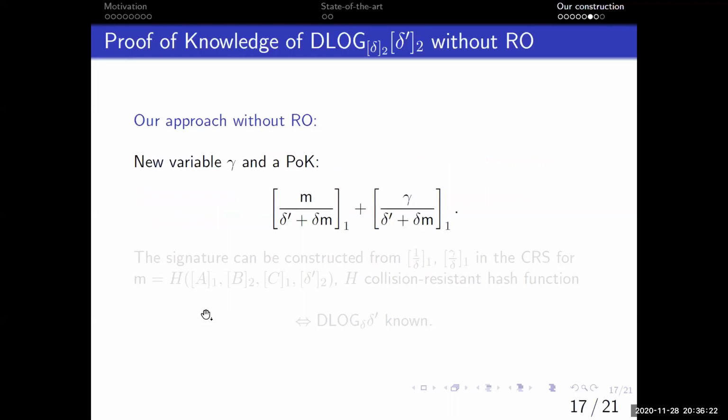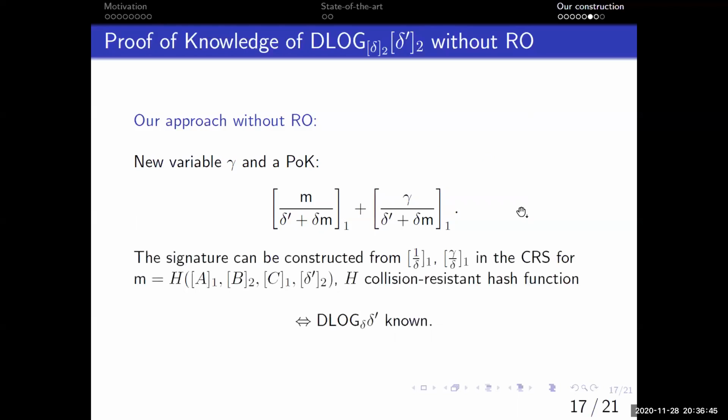Our second approach, which is given in this result, uses the collision resistant property of a hash function that outputs the message M. How do we avoid the random oracle? Well, we introduce a new variable, gamma, that forces the adversary to construct these two summands. The idea of why this is a proof of knowledge is very similar. The adversary should know a relation between delta prime and delta and use it in both summands.